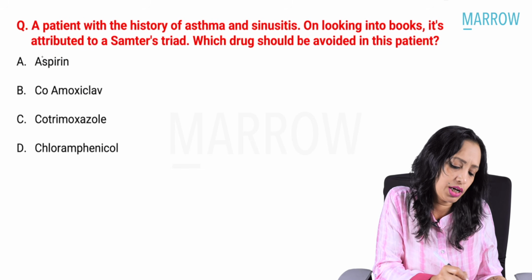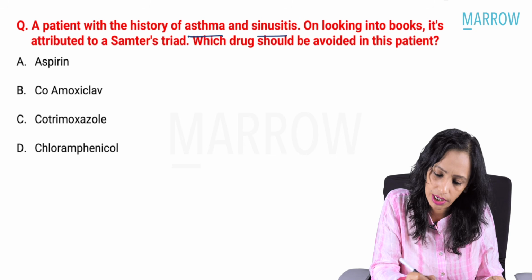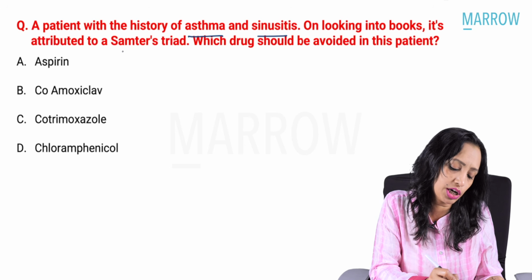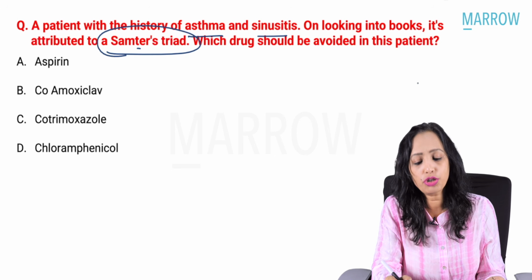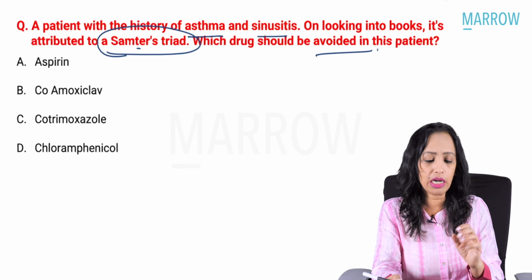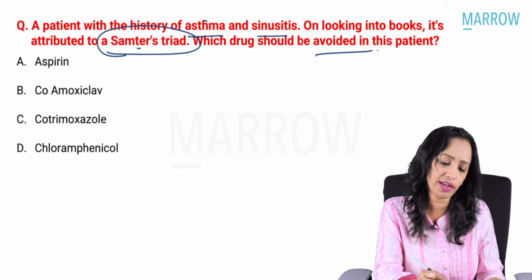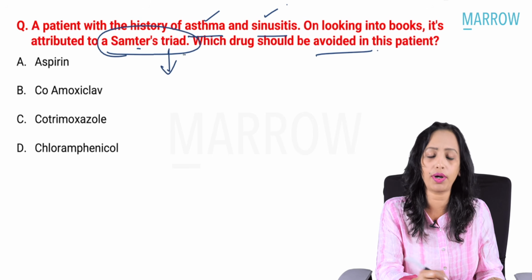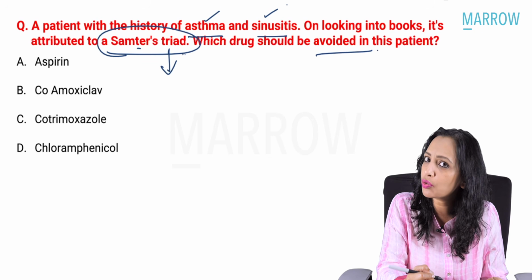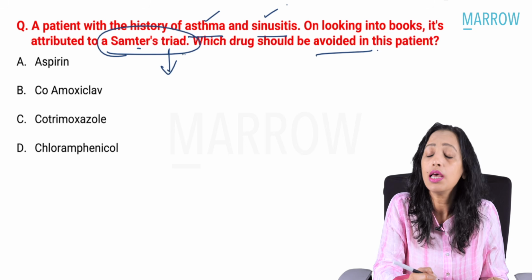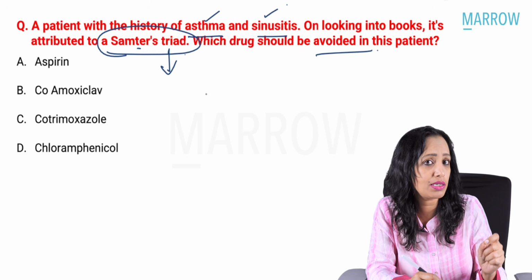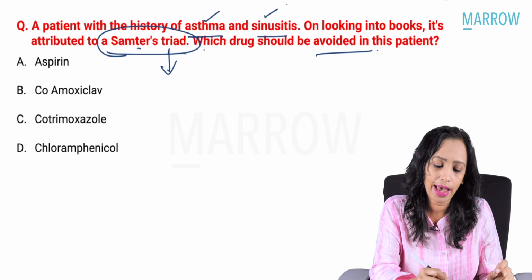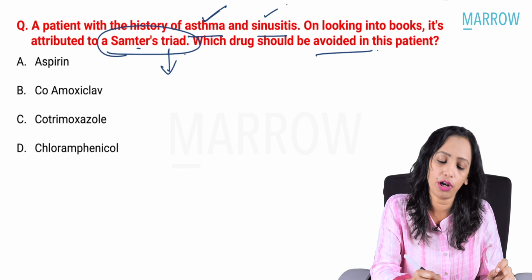So coming to the next question, a patient with a history of asthma and sinusitis, on looking into books, it is attributed to Samter's triad. Which drug should be avoided in this patient? So they've clearly given that this is a patient of asthma and sinusitis and Samter's triad has been diagnosed. So what is Samter's triad? We have read it so many times. It is aspirin hypersensitivity leading to asthma and nasal polyps.